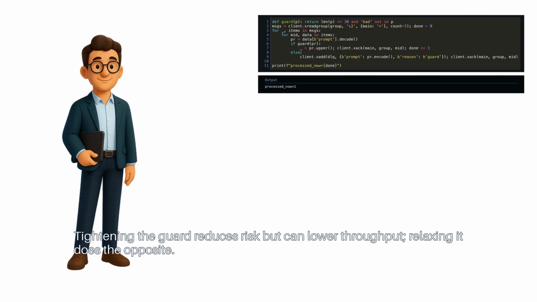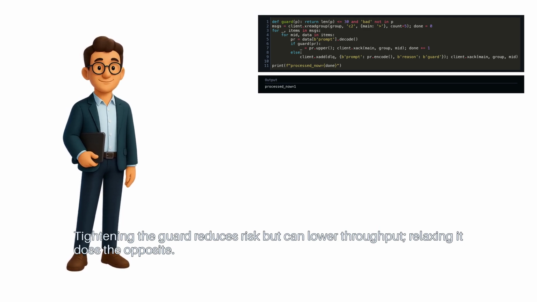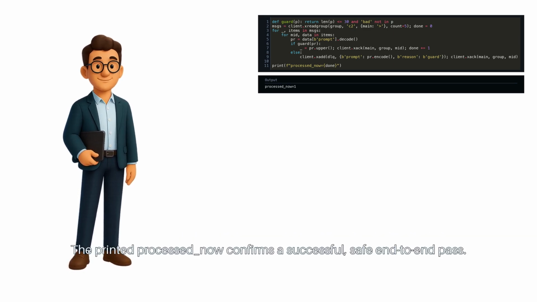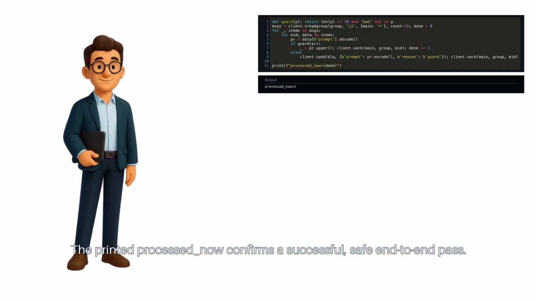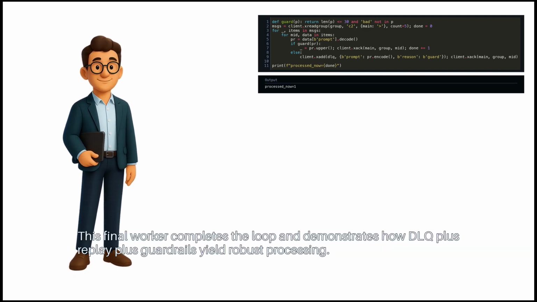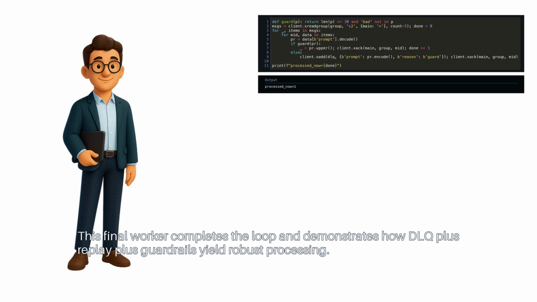Tightening the guard reduces risk but can lower throughput. Relaxing it does the opposite. The printed processed count confirms a successful, safe, end-to-end pass. This final worker completes the loop and demonstrates how DLQ plus replay plus guardrails yield robust processing.